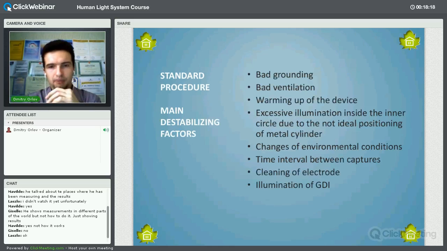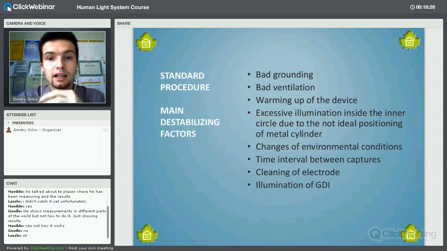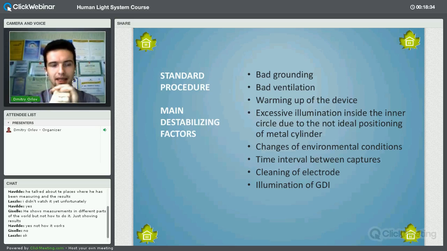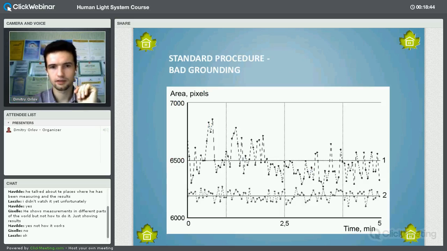So after making a lot of experiments with the devices that were available at that time in 2007, we have found that these are the main problems when making experiments with the GDV EPI devices at that time. So one by one. Bad grounding. If this EPI GDV device is not grounded well, it is working less stable than when it is grounded.